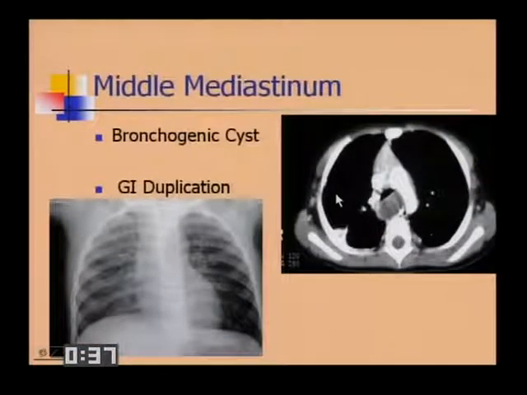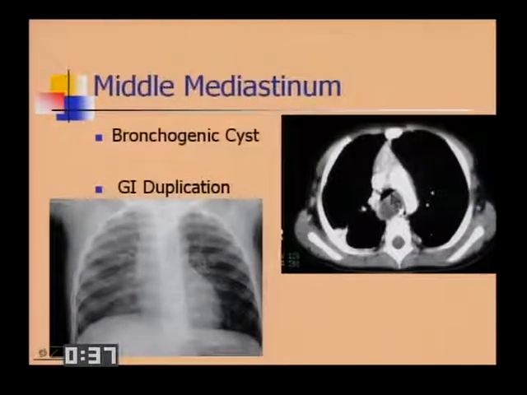In the middle mediastinum, there are bronchogenic cysts. They can cause hyperinflation. They can cause splaying of the carina. The person who's going to talk to you about cardiac will probably show you a pulmonary sling that can do the same thing in terms of hyperinflation, in terms of pushing the trachea anteriorly. That would be in your differential.